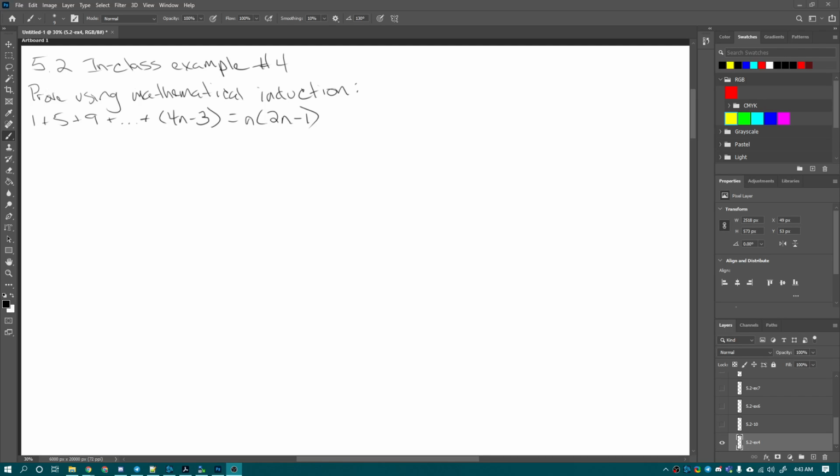Okay guys, this is the first of, I think I've come up with 10 problems. This is the first problem from chapter 5.2. And I'm just going to read to you what's on the screen. This 5.2 is the in-class example number 4.